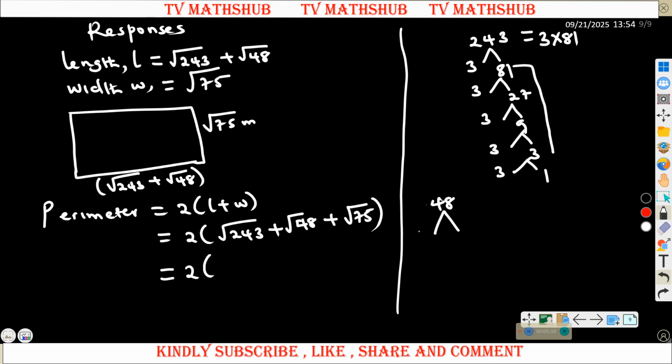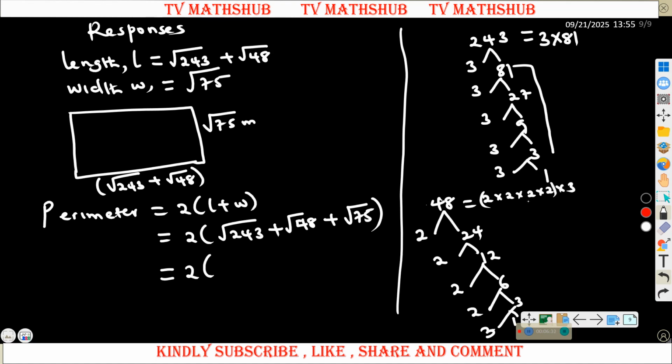So when I'm looking for that number, I begin with 2. For example, this will be 24. When I put 2 again, this will be 12. When I put again 2, this will be 6. And when I put again 2, this will give me 3. And lastly 3 will give me 1. So when you look at this, this is the same as having 2 times 2 times 2 times 2 times 3. So I need a number that has a direct square root and will give me 48 when I multiply it with another number.